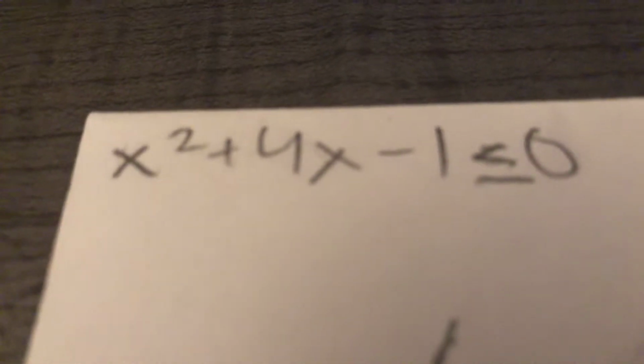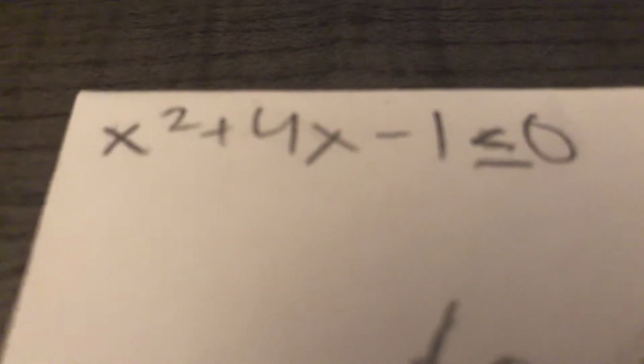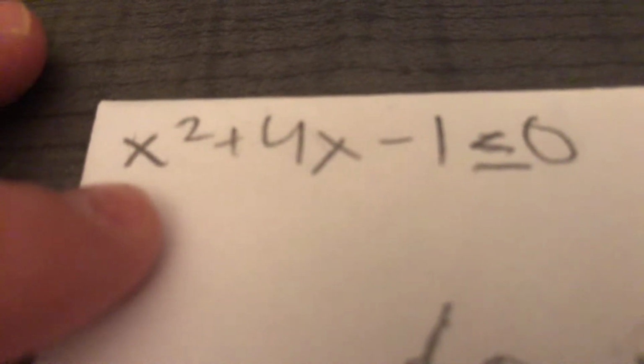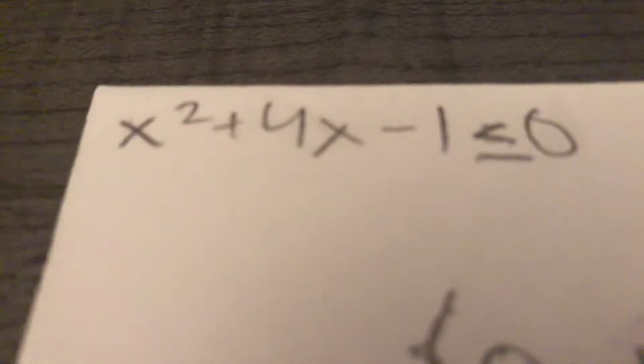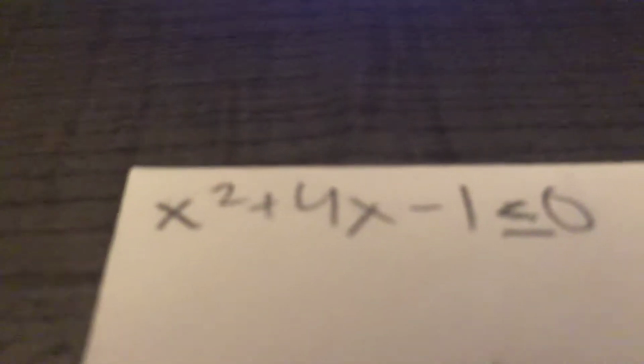Okay. So let's try something like minus 4. 16 minus 16 minus 1 is minus 1, which is still in this range. But once we try 5, that doesn't work out, right? 25 plus 20 minus 1 is 4, not less than or equal to 0. So, yeah, this is our set of things. Now, we can just add these up pretty easily. Say they equal minus 10, right?